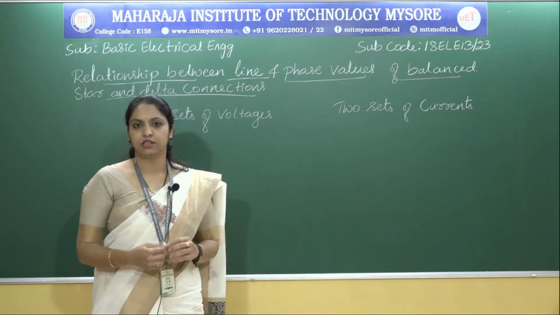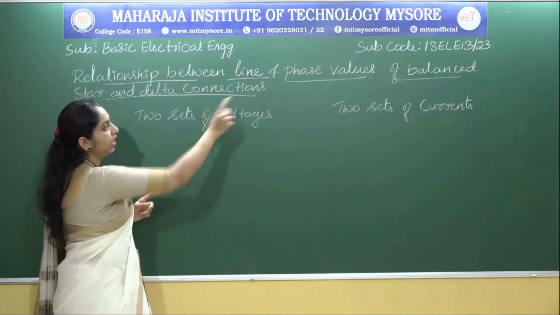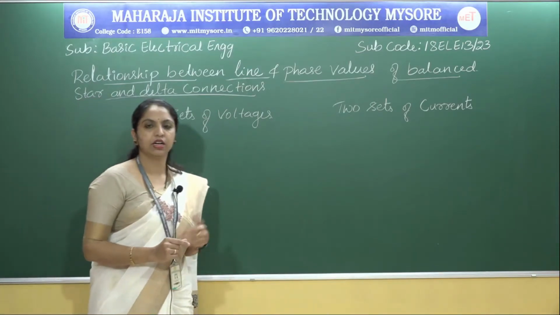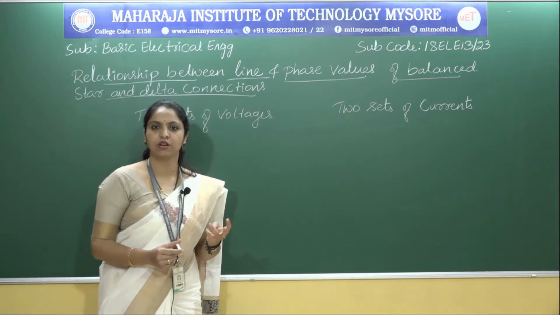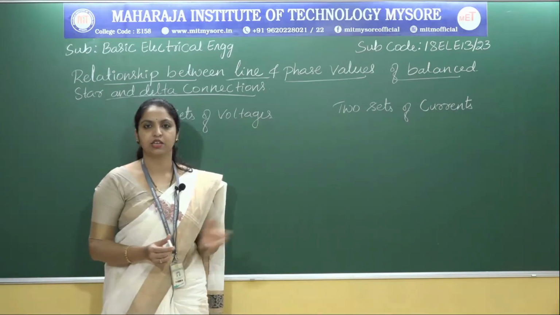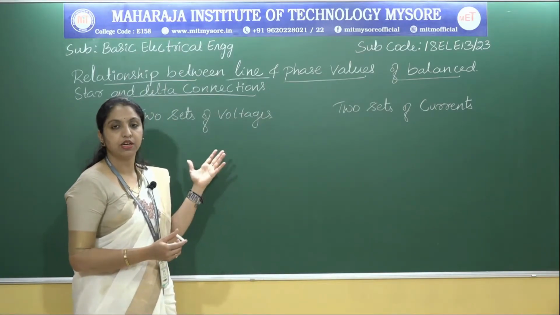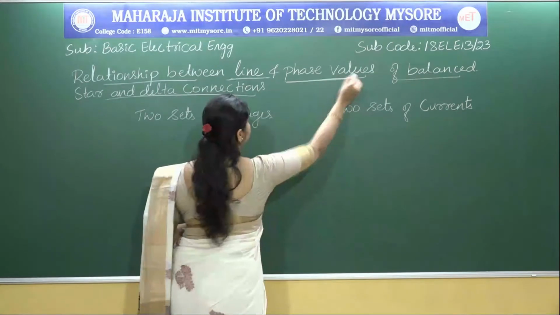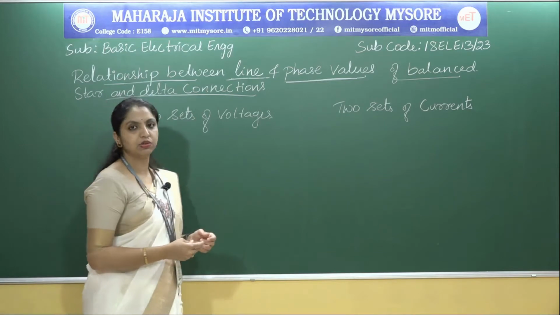In the next topic, we shall discuss the relationship between the line and phase values of balanced star and delta connections. Because in the last session itself, I introduced the circuits called star and delta, how exactly the star connection and the delta connection look. So in this session, we are going to see the relationship between the line and phase values. Remember, these two are very important terms here.